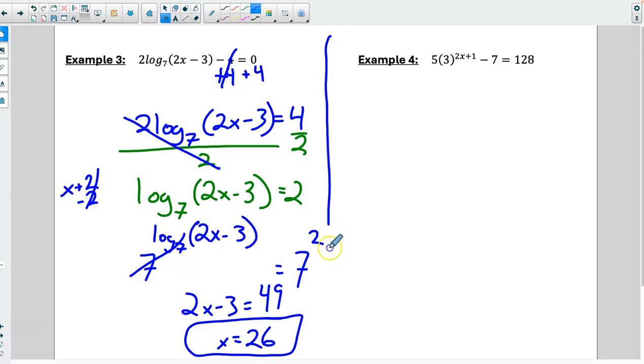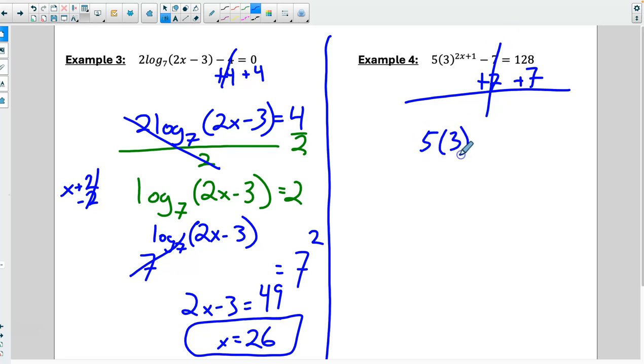Example 4. First step, add 7. Next step, divide by 5. There's patterns developing here, folks. Not saying that that is always going to happen, but it's pretty dang close.